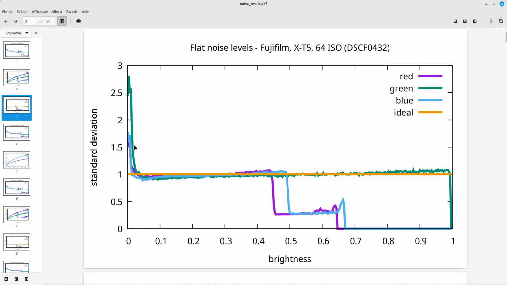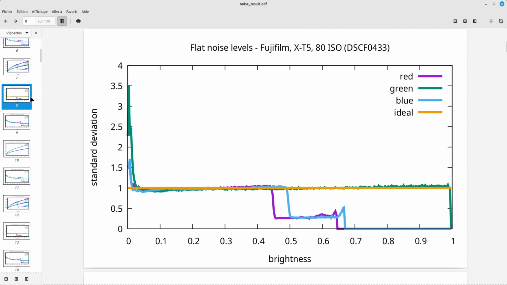We can see that right here in the shadows we have a little bump. It's okay. We can see the curve here is very good, very, very close to 1. On the red and blue, this kind of step is very frequent, so nothing to worry about there as well. And the small peaks at the end of the curves are okay as well.